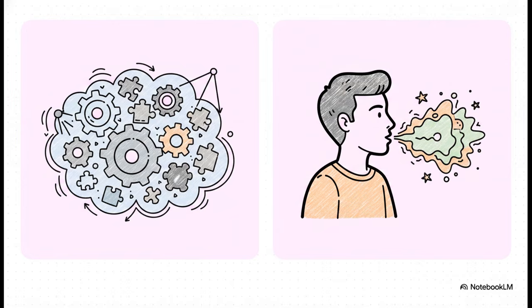First is langue. That's the abstract, shared system of rules and conventions of a language. The second is parole, which is the concrete, individual act of actually speaking. He argued that to truly understand linguistics, we can't just look at someone talking. We have to focus on that deeper, shared, abstract system of langue.